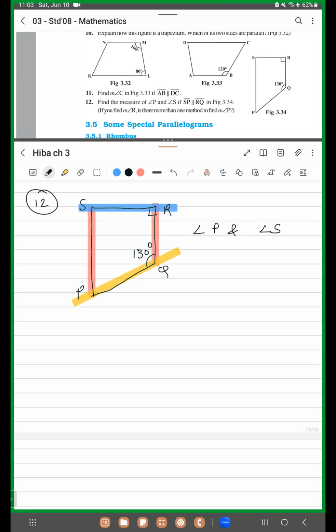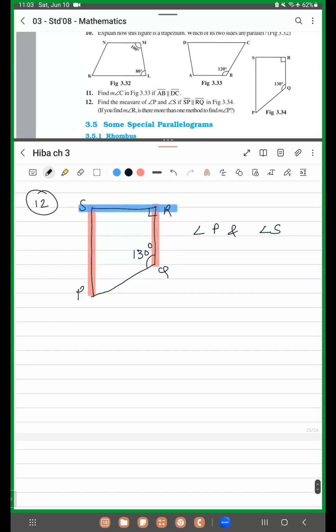Okay, so can we find the angle? Forget about the yellow one. Look at the blue one right now. Just rotate your phone or your device and think of this blue line as a transversal. And keep in mind the fact that the pink lines are parallel lines because it is given in the question. Now, can we find angle S?